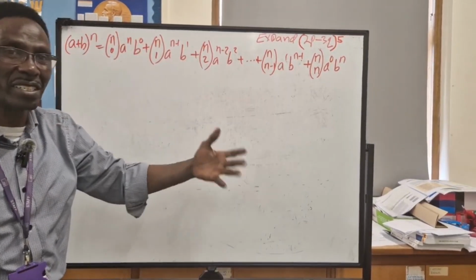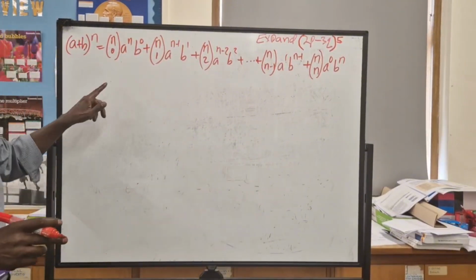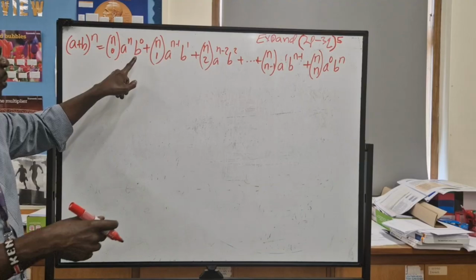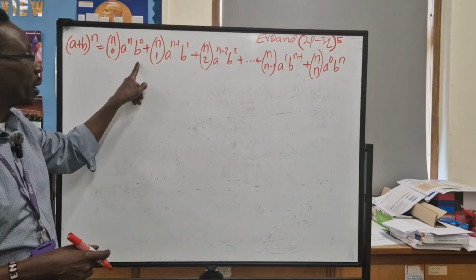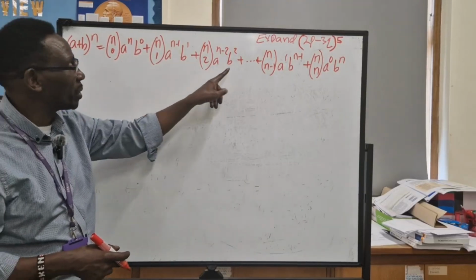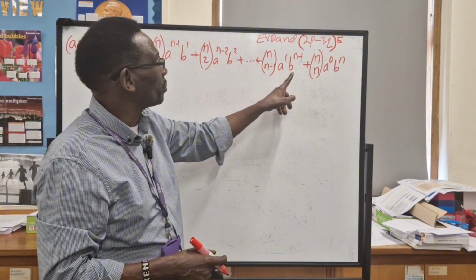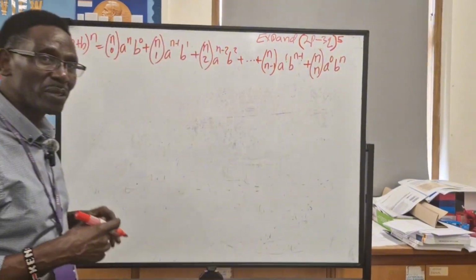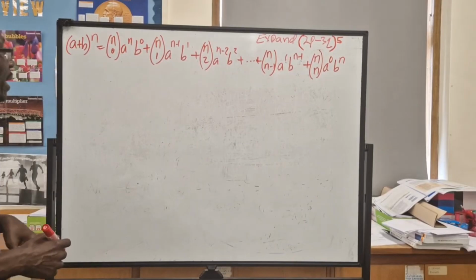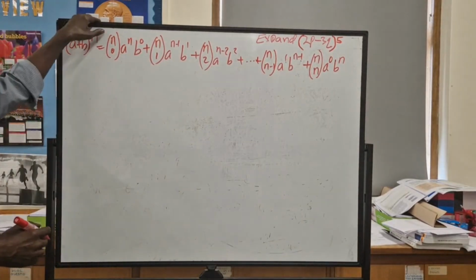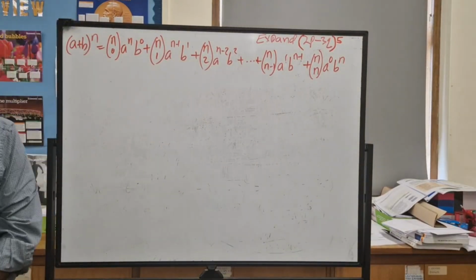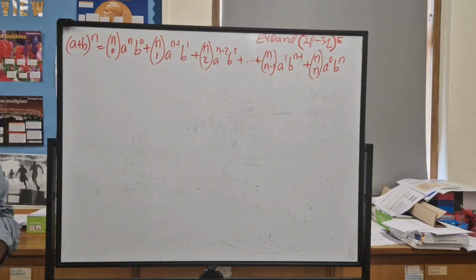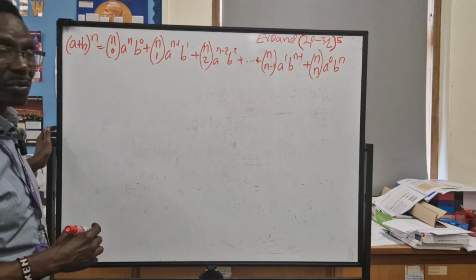You keep on decreasing, whereas the powers of b start with 0 and keep on increasing by 1. So b to the power 0, b to the power 1, b to the power 2, and it goes on up to b to the power n minus 1, and then b to the power n. That's what we're going to follow. And these values are combinations. You can get them from the calculator, there's a combination function there. But now let's try to expand that one.